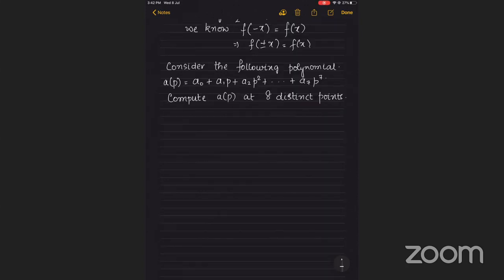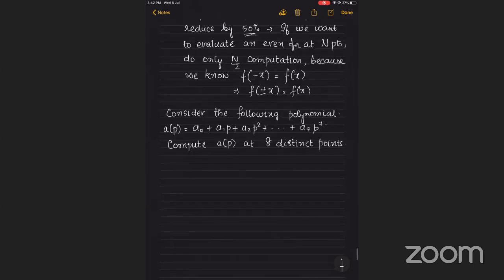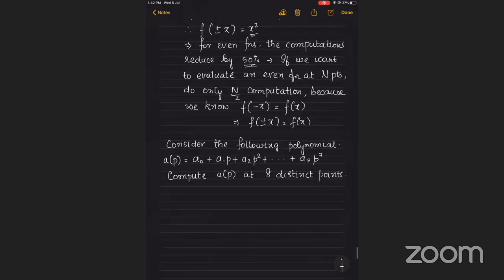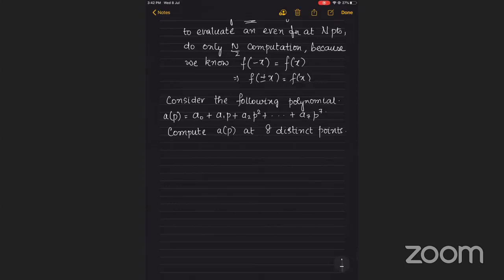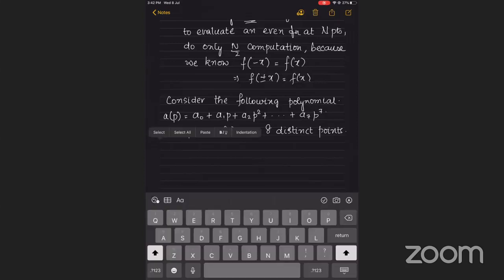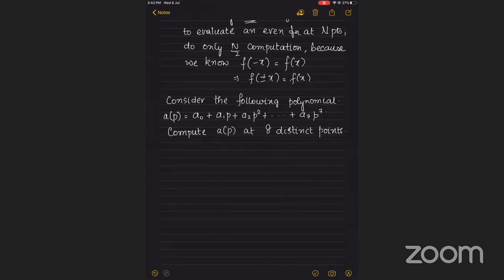Now, just a few lines before, we saw that if the function is even, if the power of x is even, I can cheat the system by saying f of plus or minus x is equal to f of x, the same. But this function here is not an even function. This is an odd function. This has power 7. I have to exploit that property of even function. If I do that, I'll get 50% savings.